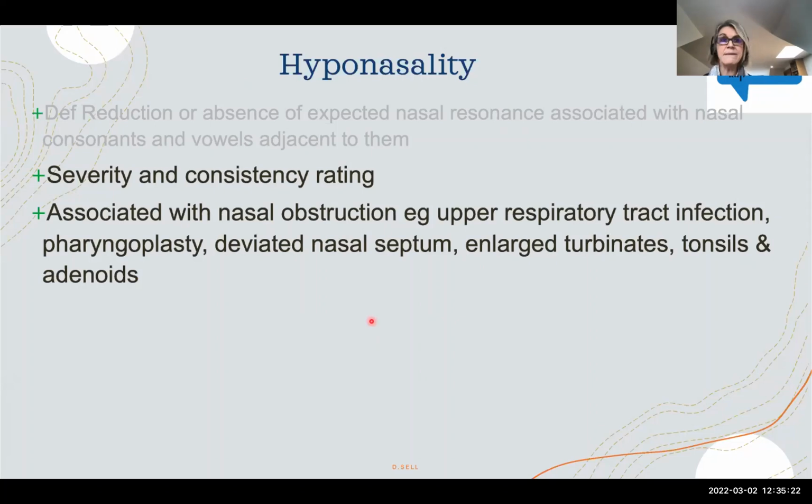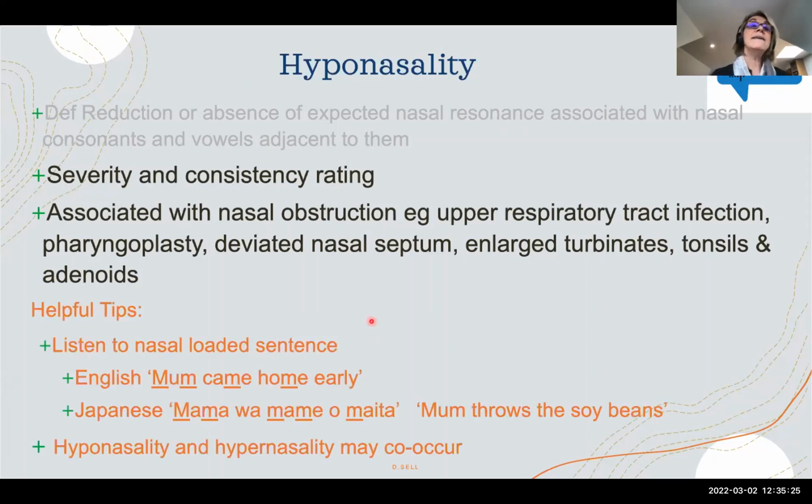So let's think about a tip for those. Listen to your nasal loaded sentence. In English, Mum came home early, and in Japanese, ママは豆をまいた. Thank you.